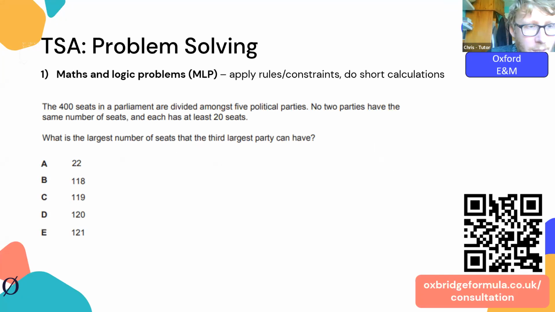Okay, I'll just read this. It says, the 400 seats in the parliament are divided amongst 5 political parties. No 2 parties have the same number of seats and each has at least 20 seats. What is the largest number of seats that the 3rd largest party can have? We've got 5 options: 22, 118, 119, 120, and 121. I've started my timer. So everybody put in the chat once you figured it out, A, B, C, D, or E, and put it in the chat to us.